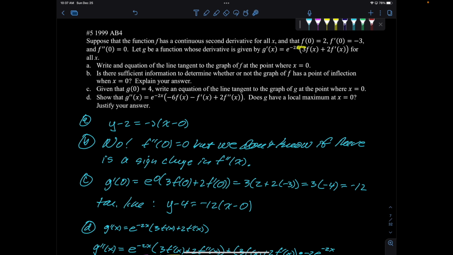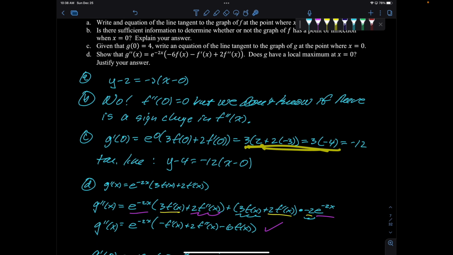Okay, so I'm checking this, right? I'm plugging this in for this. So e to the 0 is 1. We got 3 times 2, and then 3. We got 3 times 2. I messed up my parentheses. That's what happened. Hold on, we got to go back and fix this.